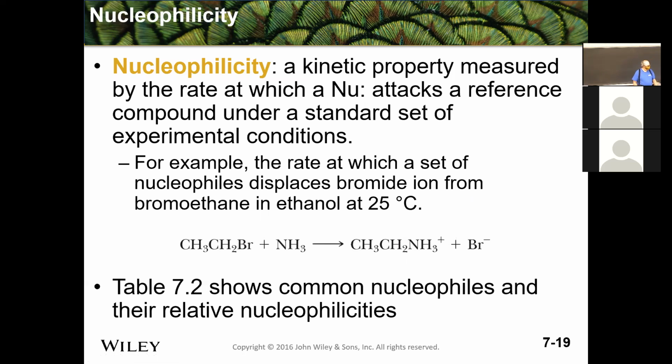Right, in the SN2, the nucleophile strength is very important because the nucleophile actually pushes out the leaving group. In an SN1, it's not so important because it's not involved in the rate determining step. And so you could use a weak nucleophile like water.